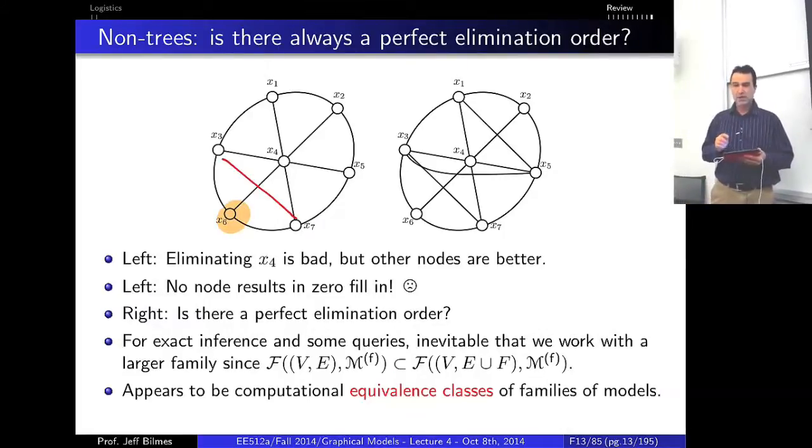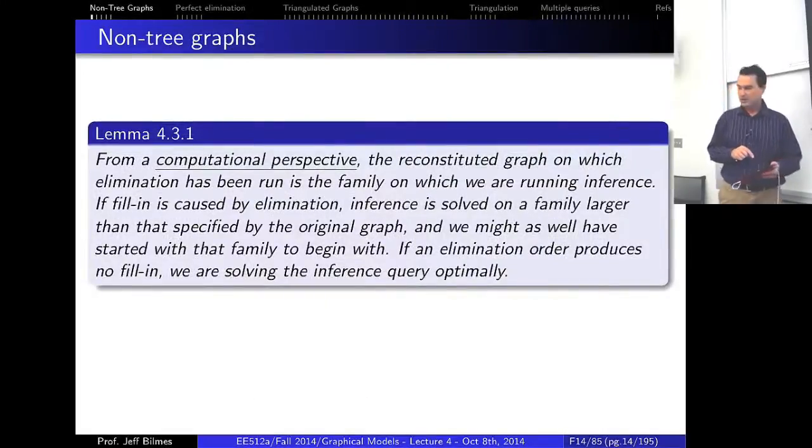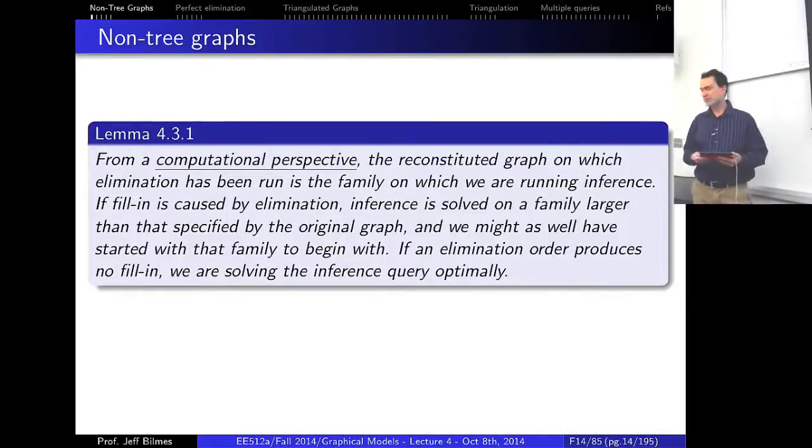And so on and so forth. So there are graphs, unfortunately, that do not have perfect elimination orders. And this is actually just a lemma, which we stated, I think, a number of times, and we're stating it here formally now. And what it says is the following.